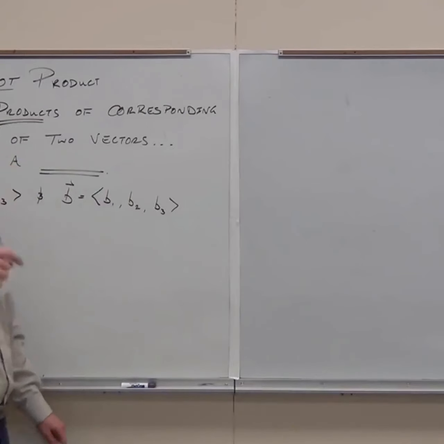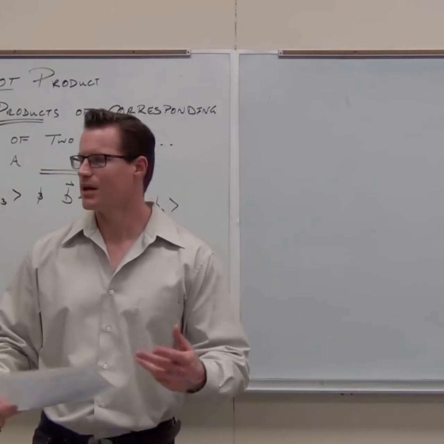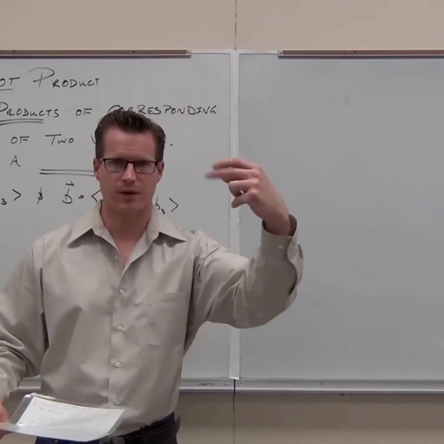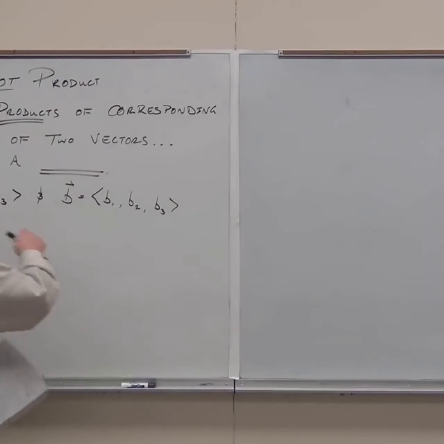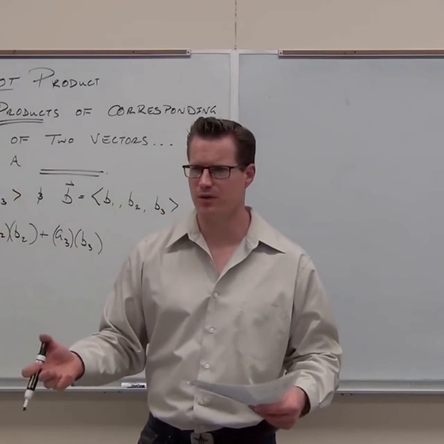You're going to be adding some stuff together, but the stuff you're adding is a product of corresponding components. That means pieces that match up. So the X components, multiply those. The Y components, multiply those. The Z components, multiply those. And then when you have multiplied those, add them all up. So with these two, it would do A1 times B1 plus A2, that's our Y components here, A2 times B2 plus A3 times B3. Do you guys see what I'm talking about, the products of corresponding components?